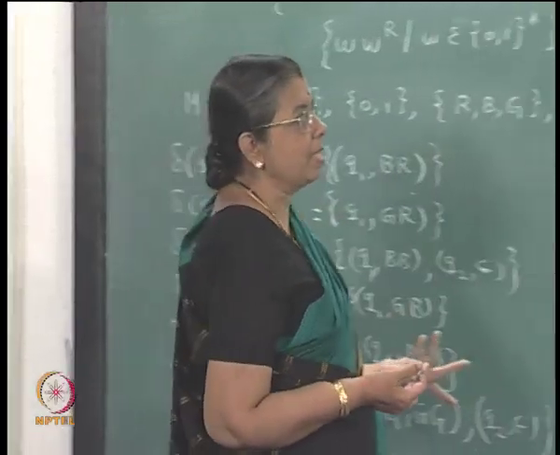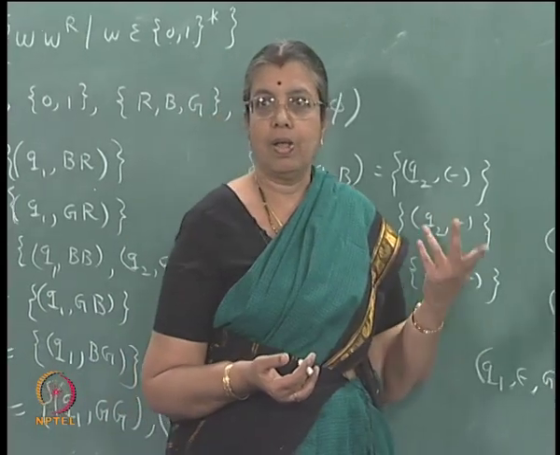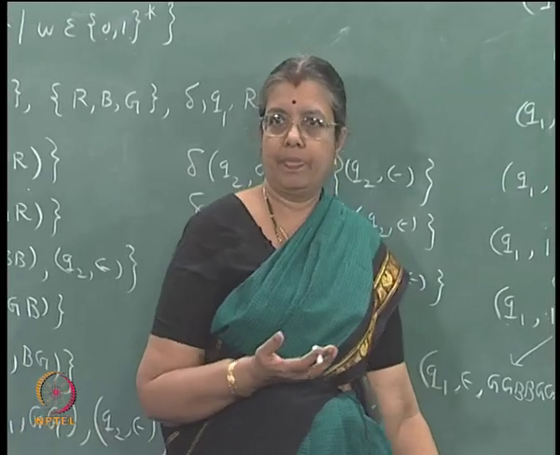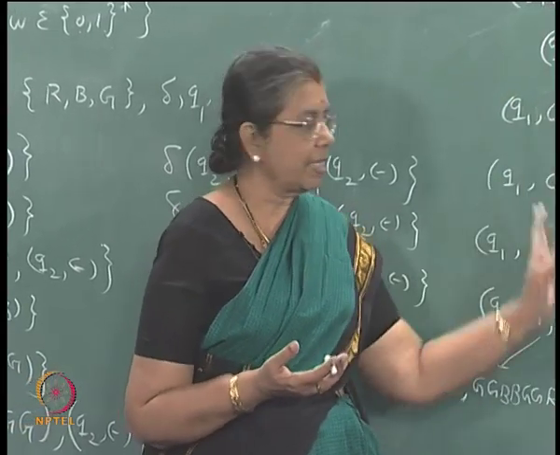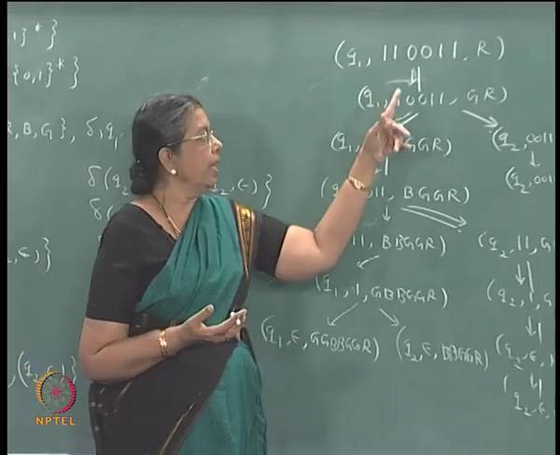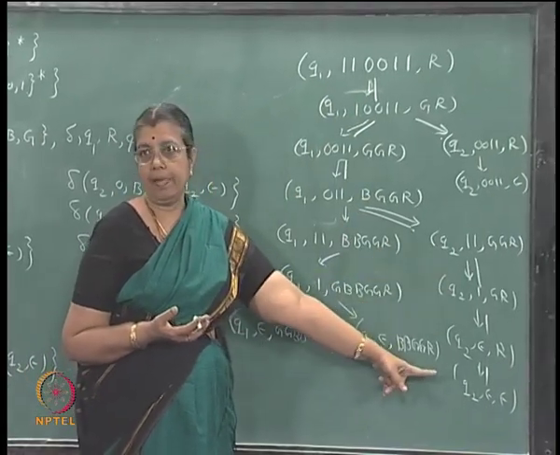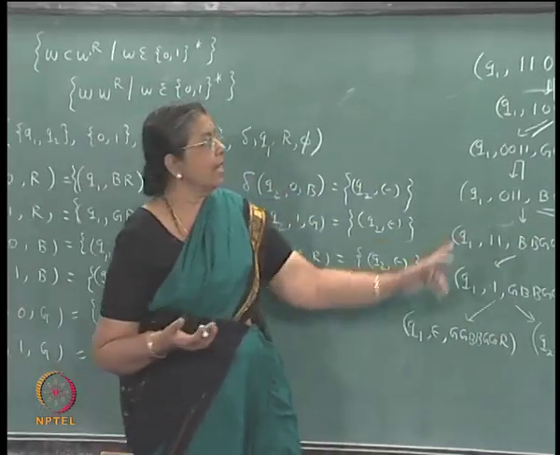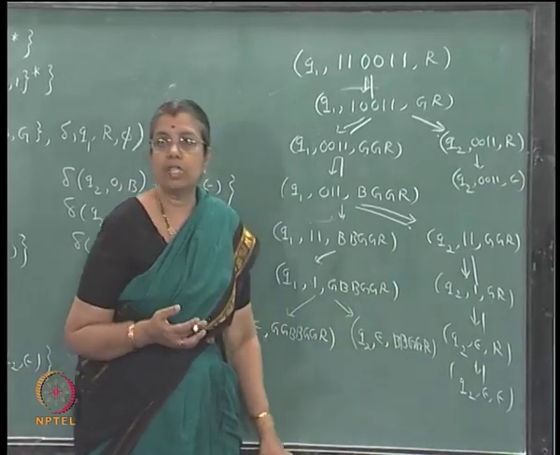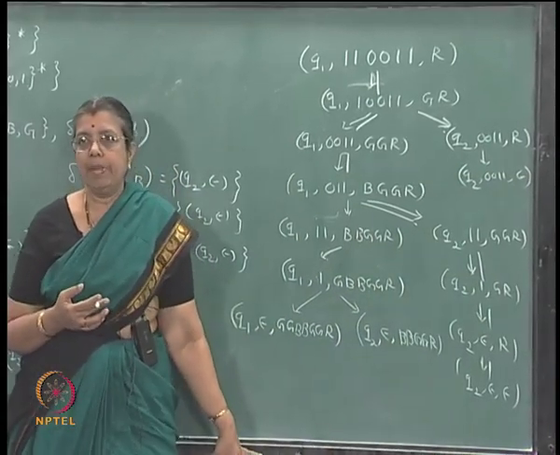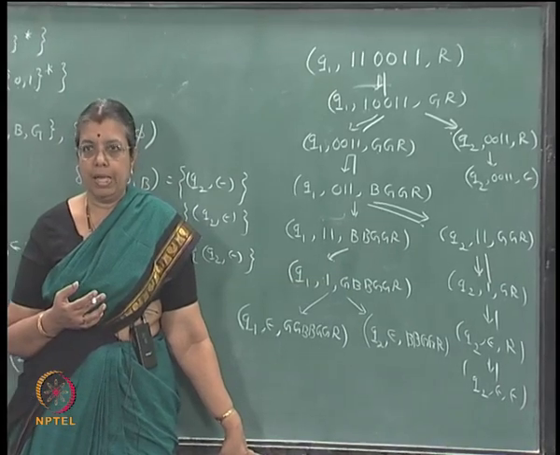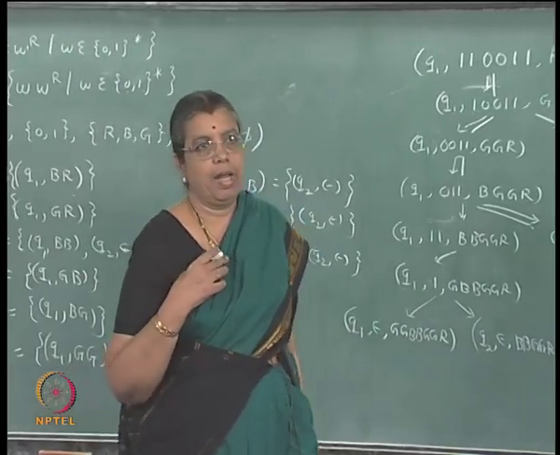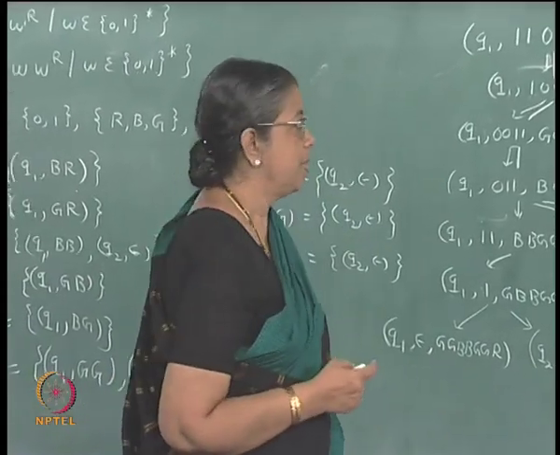The string will not be accepted if there are no sequences of moves which lead you to an accepting ID. None of it is accepting, then only the string will be rejected. Here one sequence leads you to an accepting ID, other sequences may lead you to non-accepting IDs, does not matter. If there is at least one sequence which takes you to an accepting ID, the string will be accepted, otherwise it will not be accepted, okay. So, this is the difference between deterministic PDA and non-deterministic PDA.